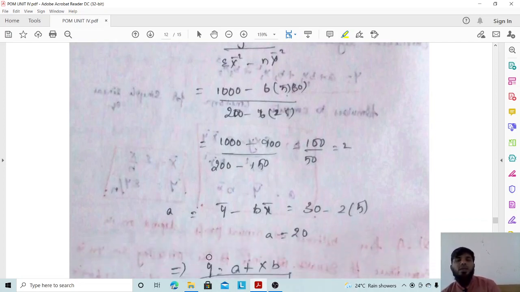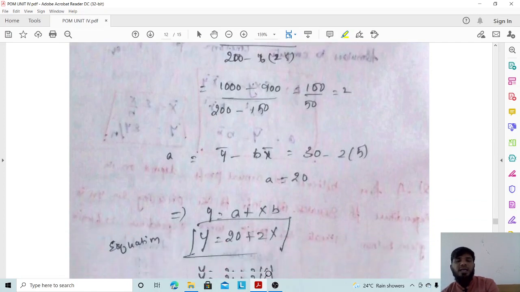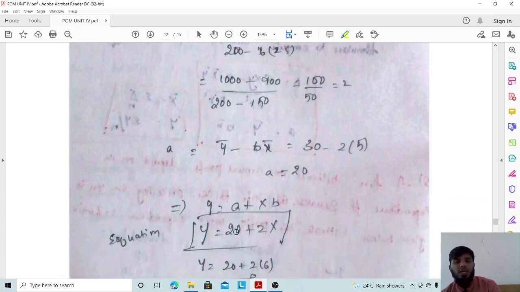So you can draw the relationship between the dependent variable and the independent variable, that is y is equal to A plus xb, as y is equal to 20 plus 2x. This is the generalized formula.